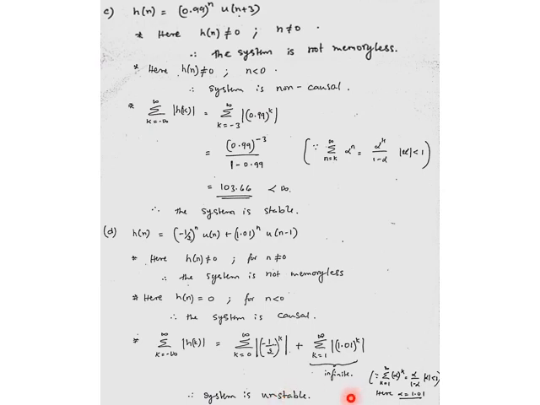This is how we can prove it in a very simplified way. We need not find any finite values. Simplification is not required, but justification is required to say that this system is unstable.